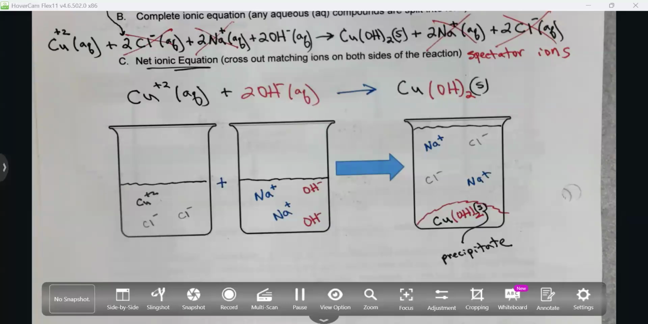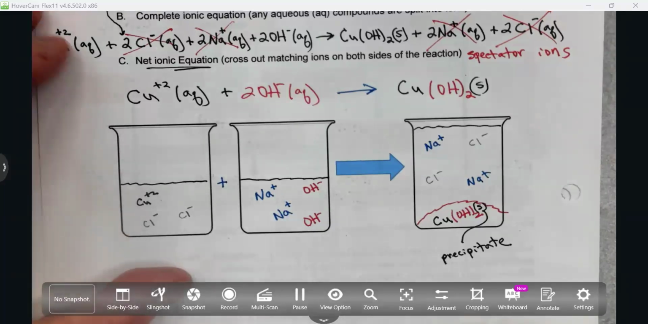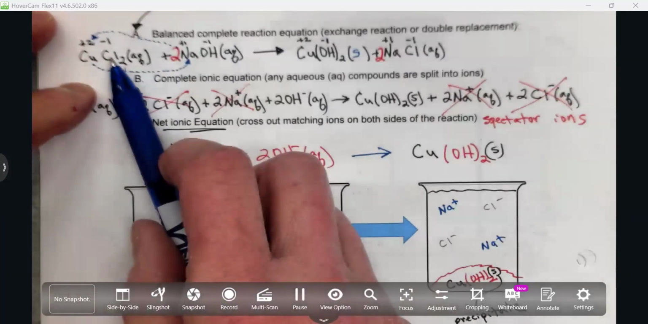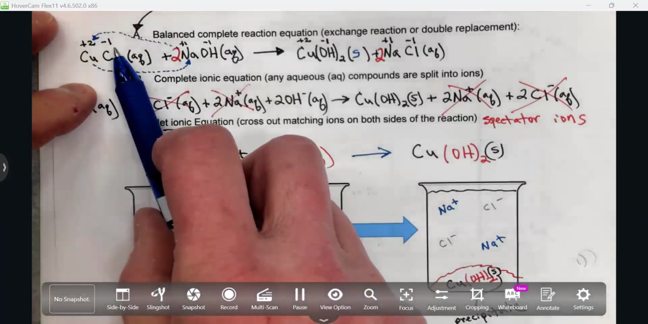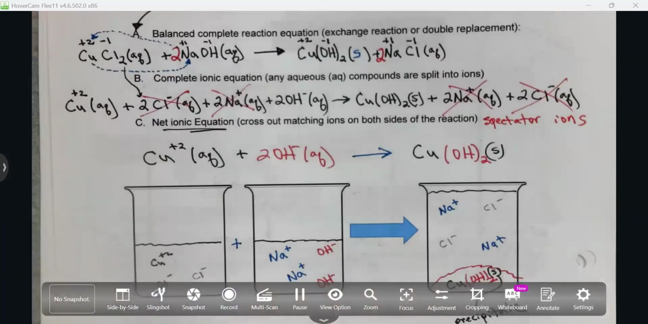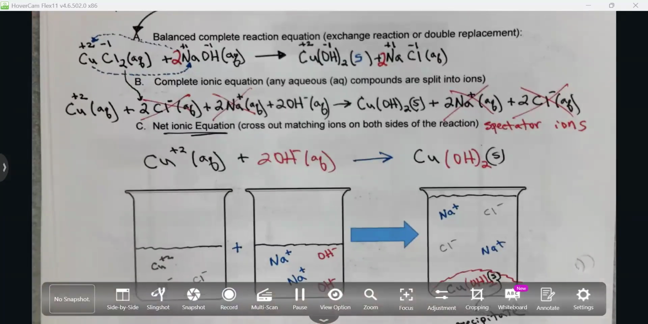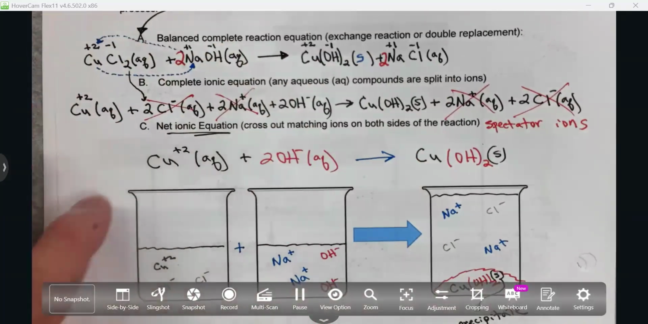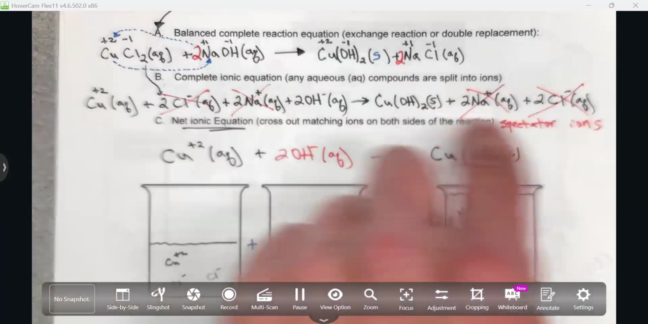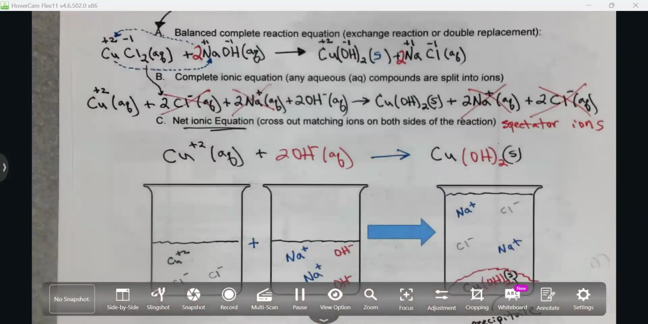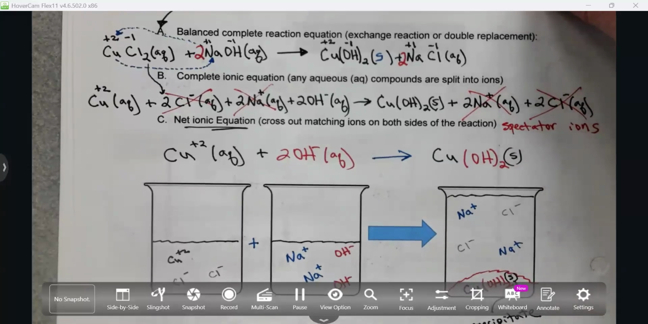Again, the biggest mistake I see for this common error is students writing this out as Cl2 minus, and that does not exist. Okay, this would be called the molecular equation, all balanced. Complete ionic, anything that's aqueous, you're going to split it up, and net ionic.